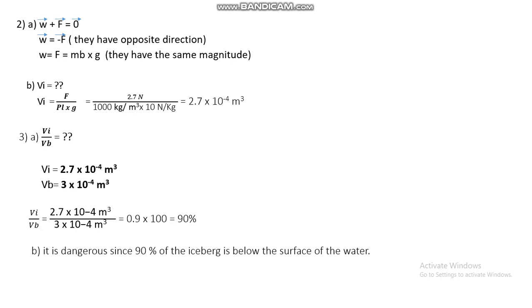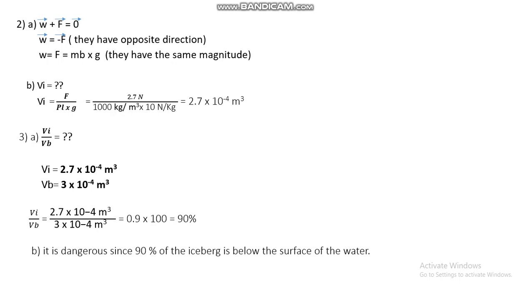Part B, I have to determine the volume VI of the immersed part. So I have to calculate VI. We use the formula of VI, which is equal to F over rho liquid times gravity. But since the piece of ice floats in equilibrium on the surface of water, F becomes equal to W. So F becomes 2.7 Newton. Okay, so we replace F by 2.7 Newton, rho liquid by 1000, gravity by 10. We will get the answer 2.7 times 10 to the minus 4 meter cube.